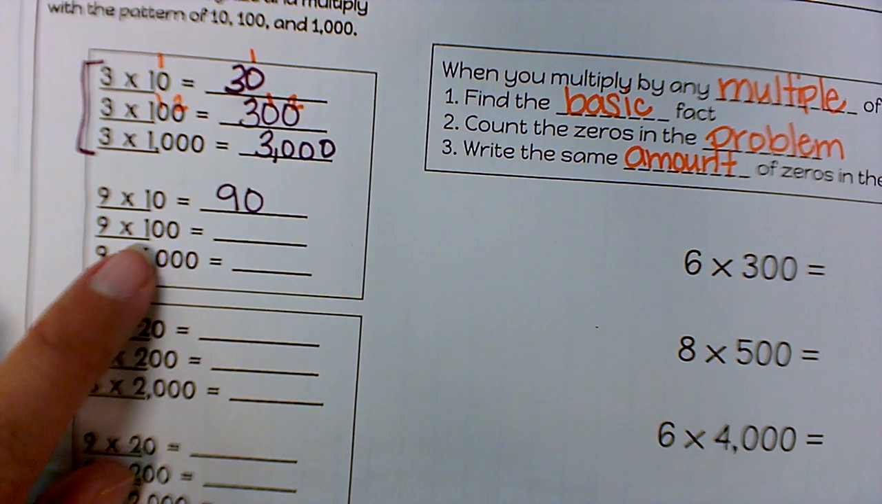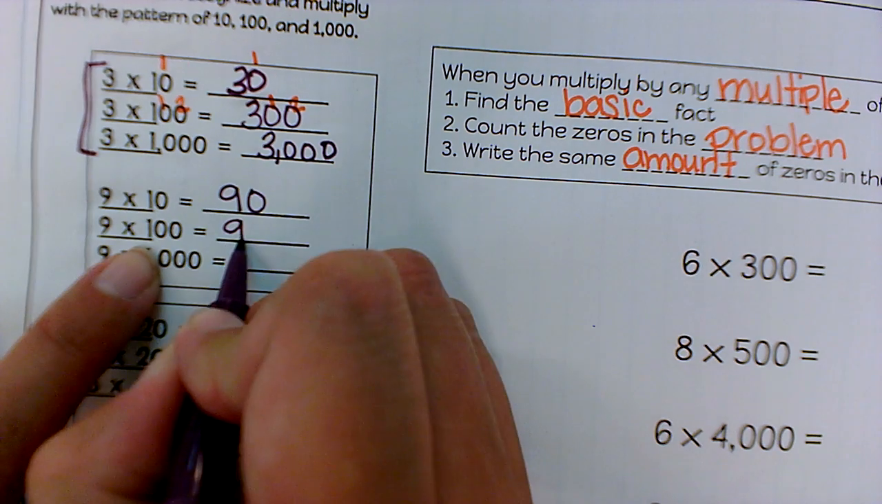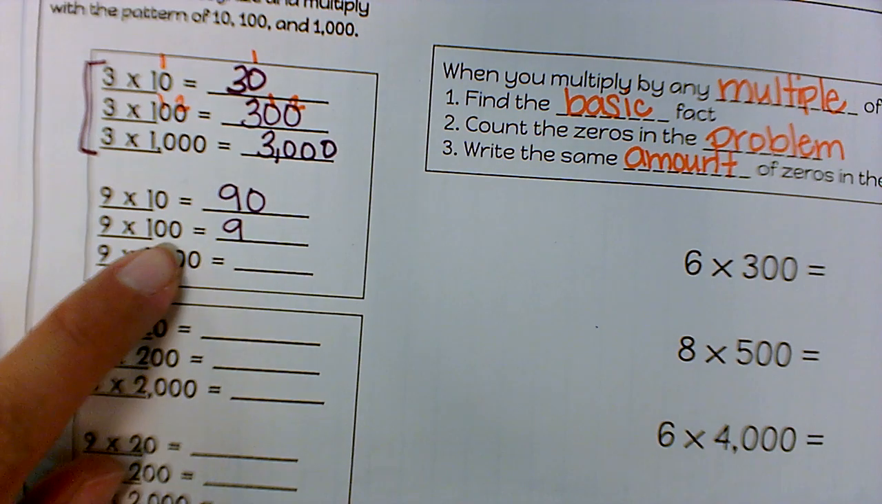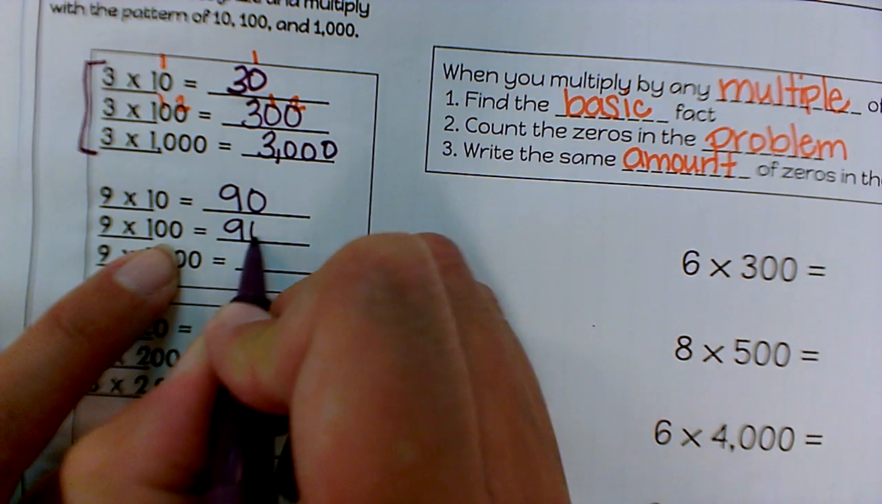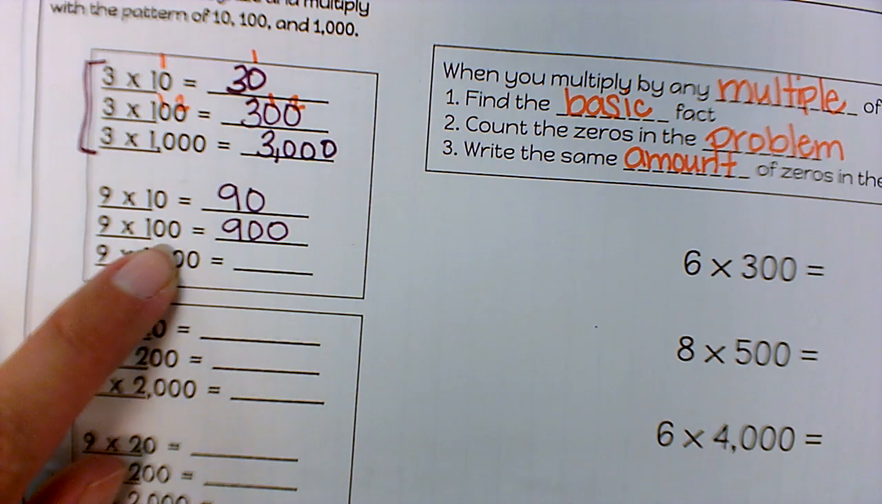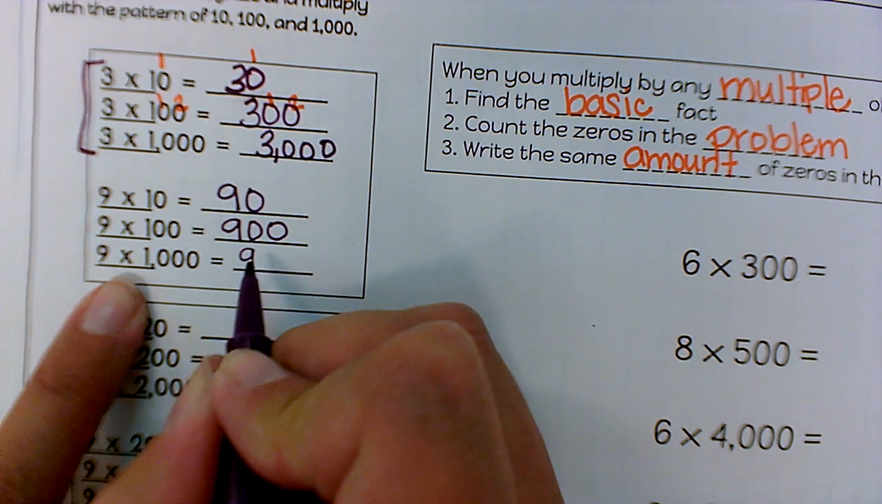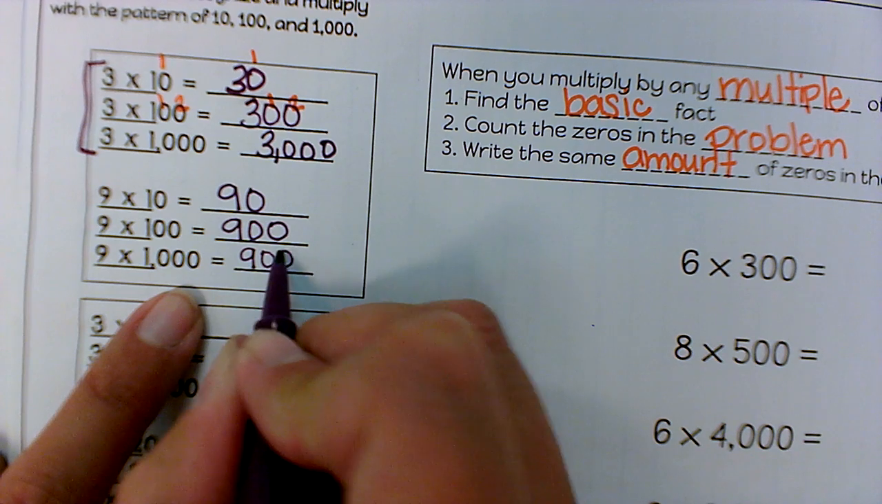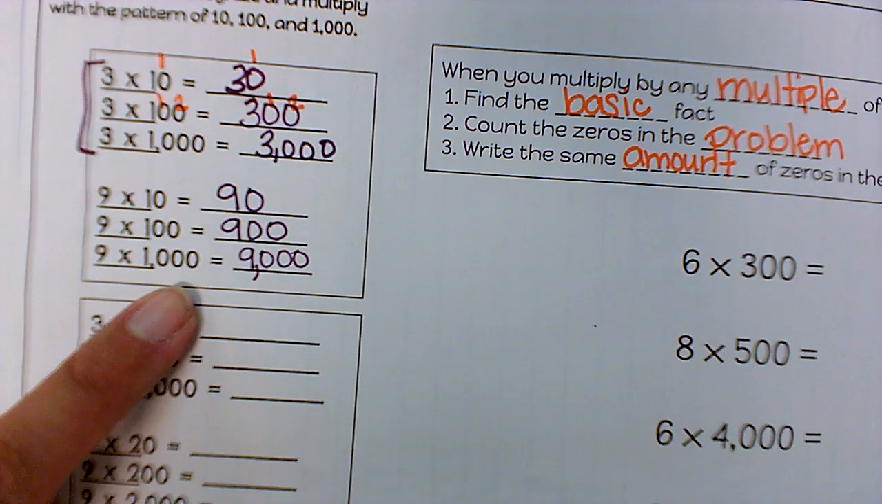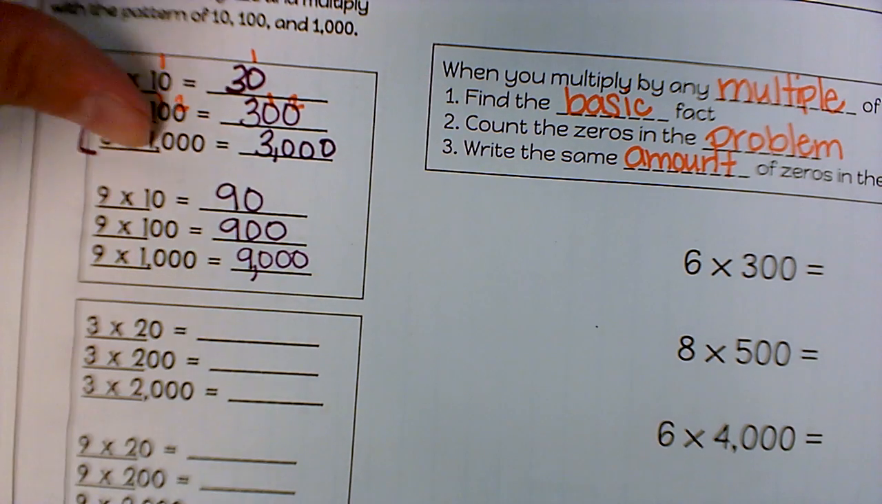How about we try again? The basic fact is 9 times 1, which is 9. There are 2 zeros in my problem, so there should be 2 zeros in my answer. I want you to think ahead. 9 times 1, if you said 9 with 3 zeros, you are correct with 9,000. Don't forget your comma. All right, let's try a few more.